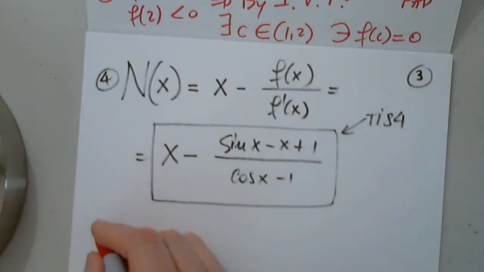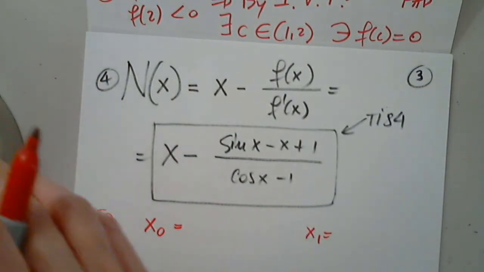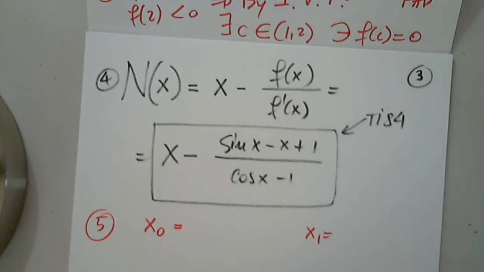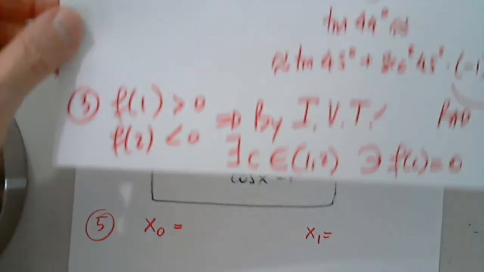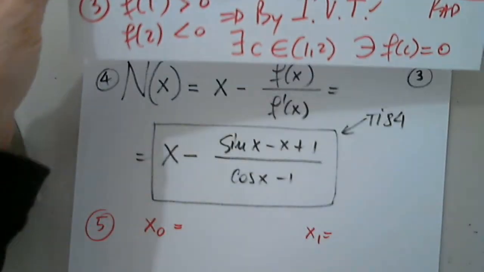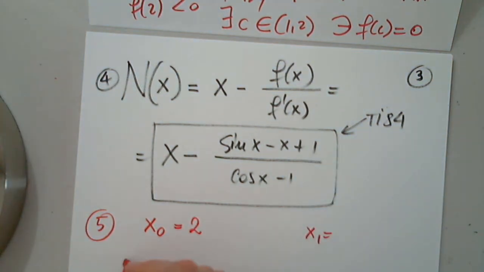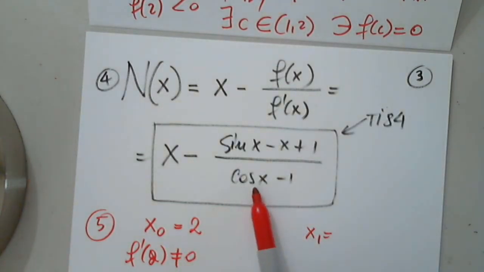And after I do that, in step 5, I will consider it x sub 1 or x sub 0, whatever you want. It doesn't matter to me. I consider it an initial value because there are no calculations. So I can start at 1 or I can start at 2. It doesn't matter, as long as the starting point, let's say I start at 2, as long as f prime of 2 is not 0. Is f prime of 2 0? Of course not. Cosine 2 radians minus 1 will not be 0. So I'm okay with this.